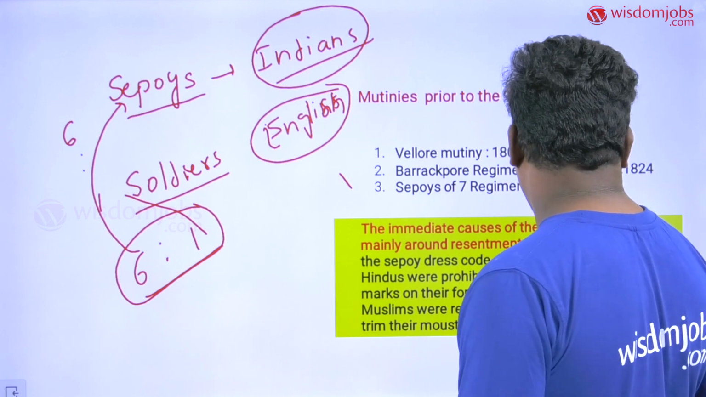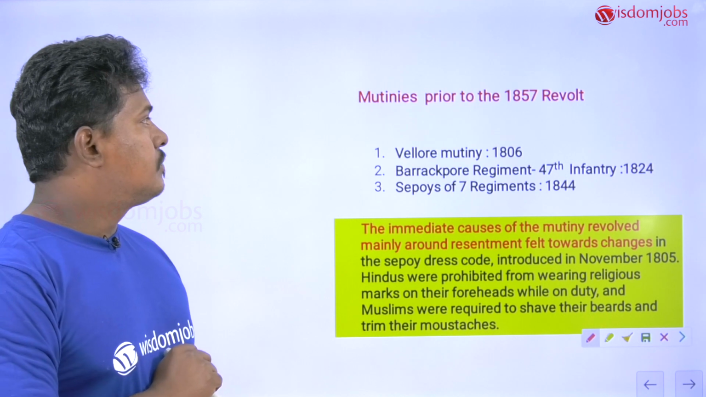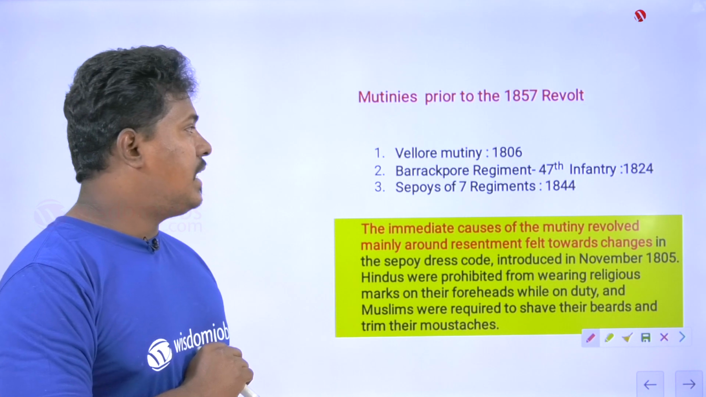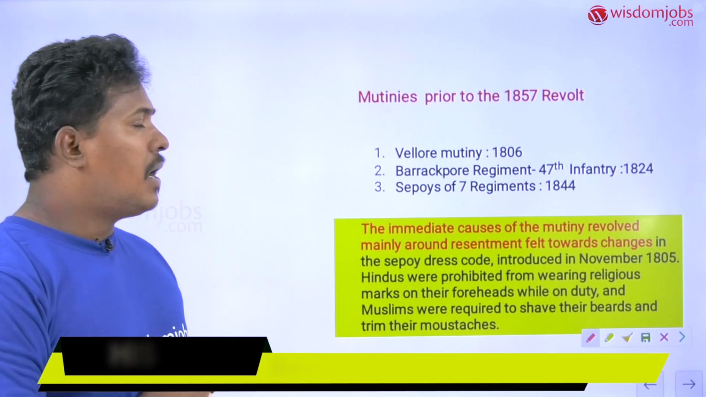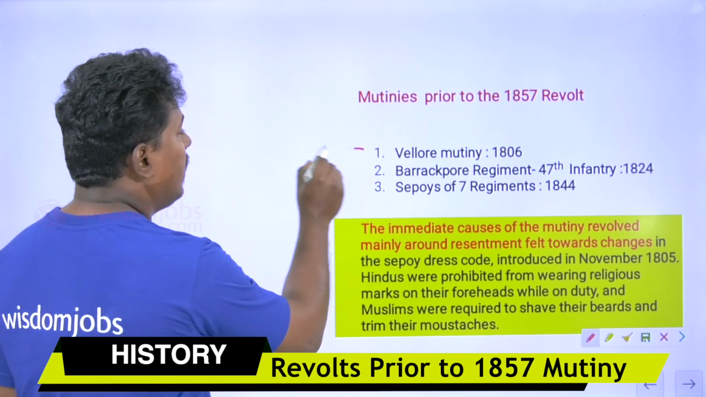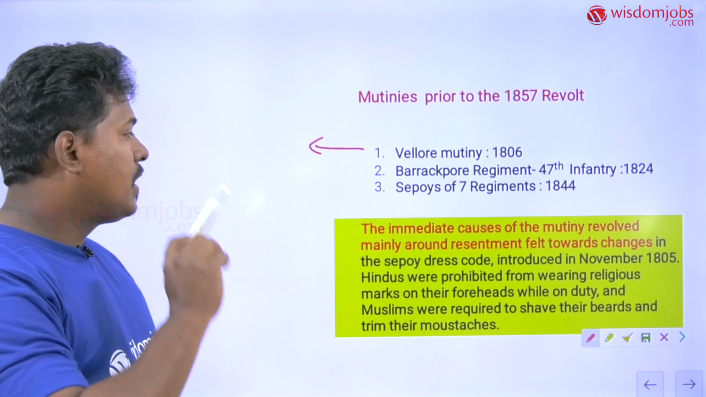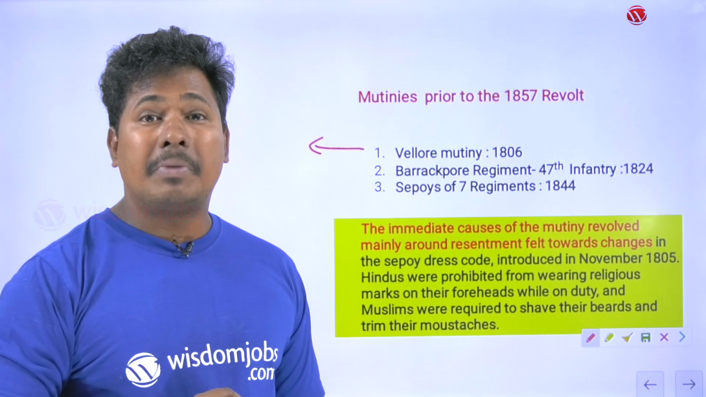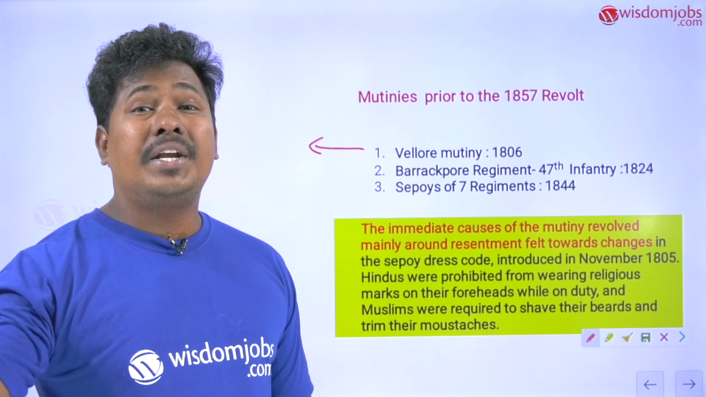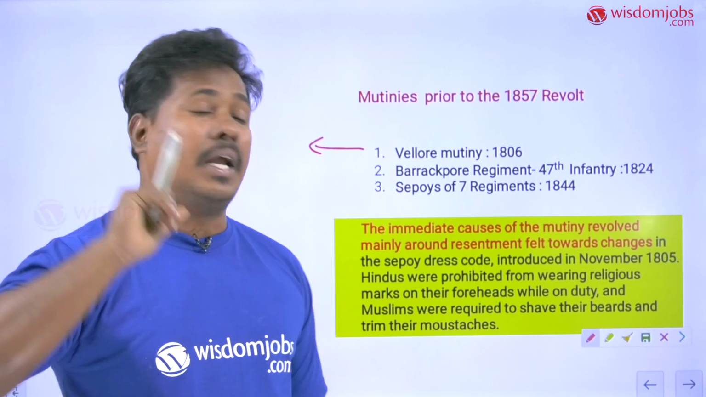Next, three mutinies prior to the 1857 revolt. The first one was the Vellore mutiny, 1806, during the time of Governor General George Barlow. The main cause of the Vellore mutiny was the dress code introduced by the British, which was against the cultural and traditional dressing of the Indians.